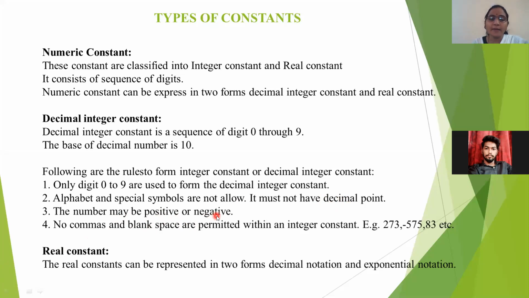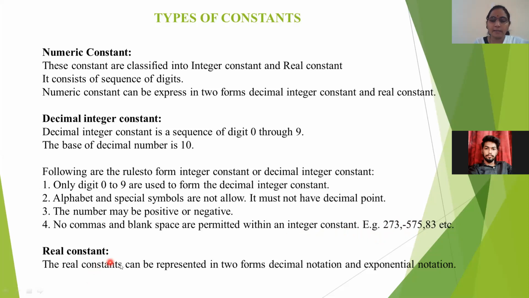Okay, the number may be positive or negative. The decimal integer number may be either positive or negative, which means you can write positive numbers as well as negative numbers. No commas and blank spaces are permitted within the integer constant. Some valid examples are 273, -575, and 83. These are valid examples of the decimal integer constant.